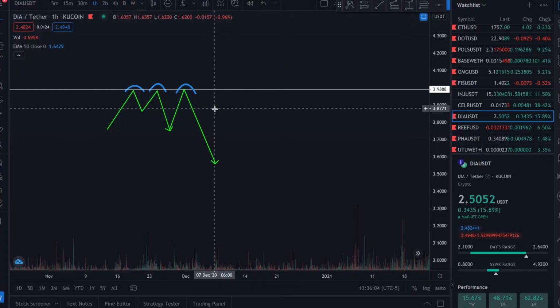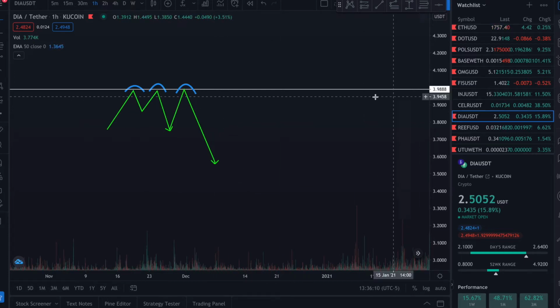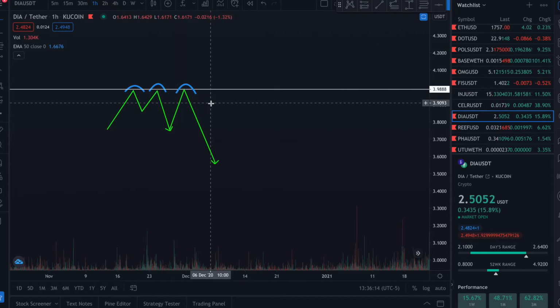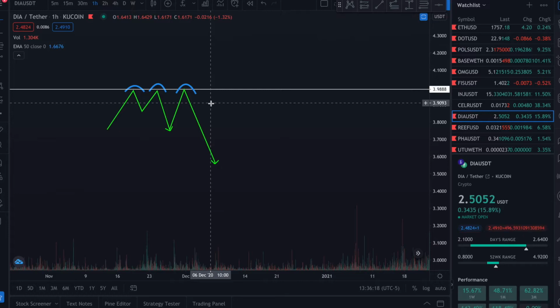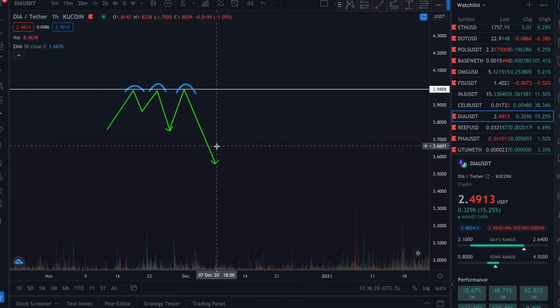So think about the psychology of it. Buyers and sellers are seeing we can't break through this level. So right here we have $3.98, and they understand that it's almost impossible to break through this level. There's strong bears on the other side, and the bears are forcing the price down.